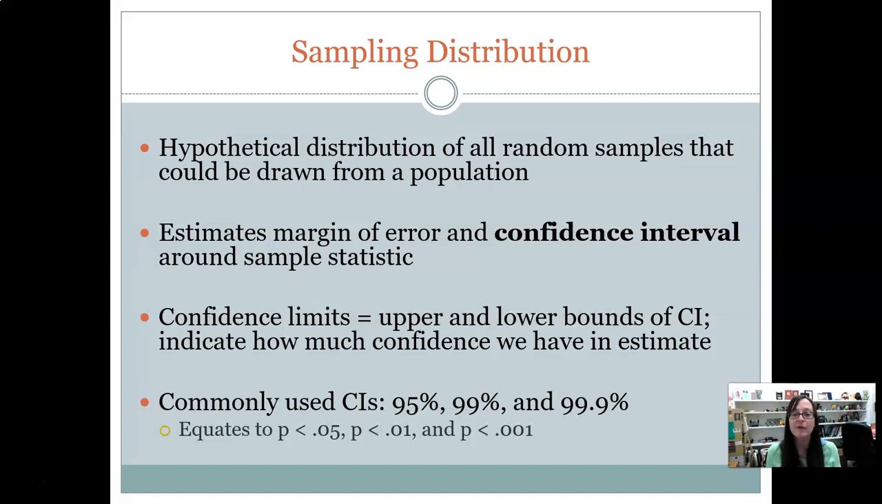When we look at p-values, a p-value of 0.05 equates to a confidence interval of 95%. So a p-value of 0.05 means there's a 5% chance that we're wrong, so we're 95% sure we're right. A p-value of 0.01 means there's a 1% chance that we're wrong, so we're 99% sure. Whereas a p-value of 0.001 means there's a 0.1% chance that we're wrong, so we're 99.9% sure that we're right. And that's about as sure as you can get.